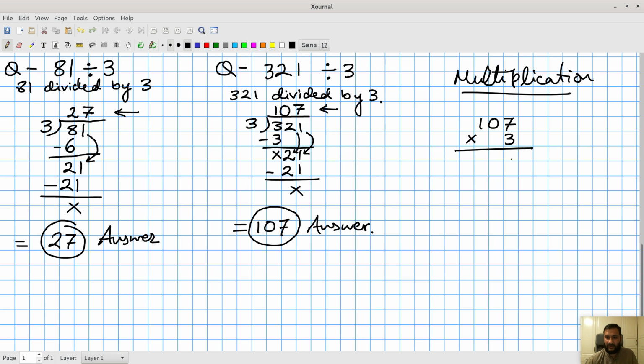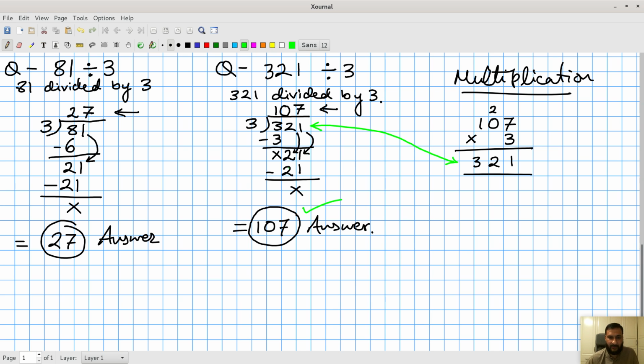3 7s are 21, 2 here. 3 zeros are 0, plus 2 is 2, and 3 1s are 3. Did we get the same answer which we had in the beginning? Yes, we have. We got the same answer. These two numbers are the same. So that means this 107 is correct.